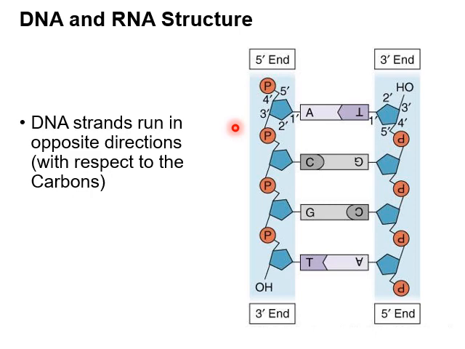If you're reading English, you would read letters from left to right. If you're reading something in Arabic, you would read the letters from right to left, right? But there's always only one direction that you go. And that directionality is because of the 5' and 3' ends.